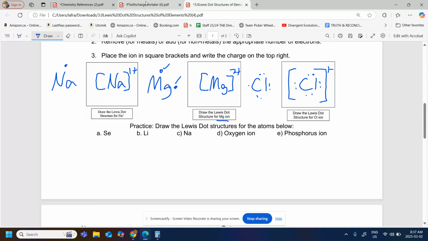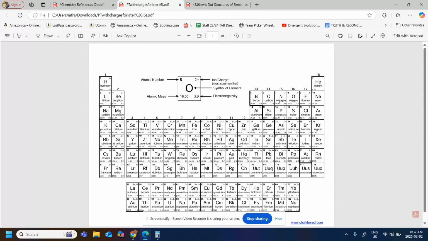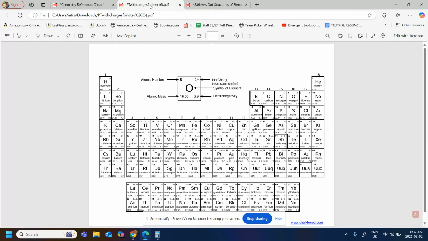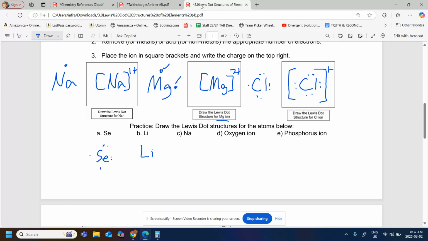So let's go take a look at Se. Se is in group 16. So that means that it has 6 valence electrons. So 1, 2, 3, 4, 5, and 6. Li. Don't confuse the dot on the i for an electron. Li is in group 1, so it has 1 valence electron. Na we saw before in group 1, so 1 valence electron.